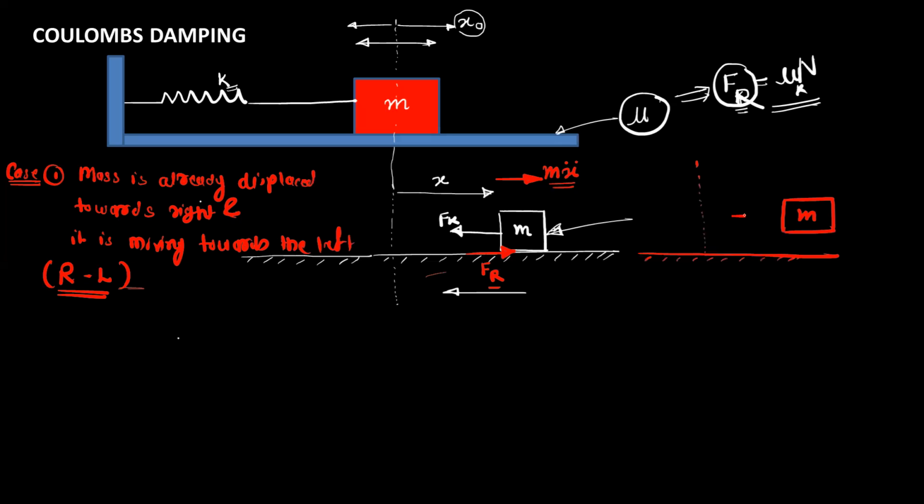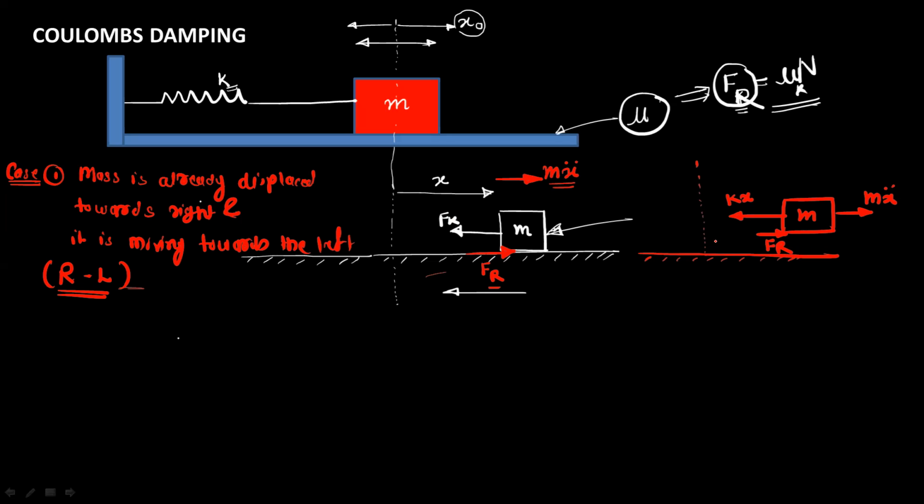So this is mass M. This is the frictional spring force, which is Kx. Okay, that is Fk is equal to Kx. Then this is the inertia force, which is mx double dot, and there is a frictional force towards the right. So this is Fr.